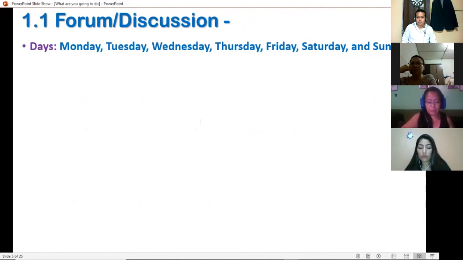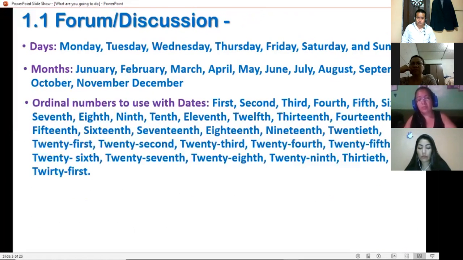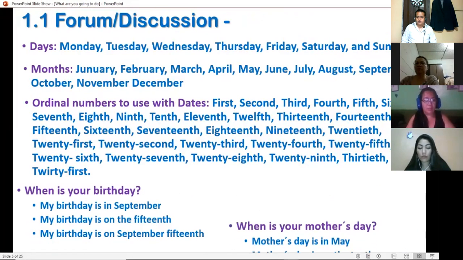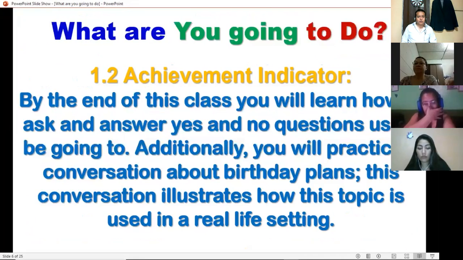Okay, this is what we were doing yesterday. Look, days of the week, months of the year, ordinal numbers for the date, and two examples. So let's go for 1.2 achievement indicator. By the end of this class, you will learn how to ask and answer yes or no questions using be going to. Additionally, you will practice a conversation about birthday plans. This conversation illustrates how this topic is used in real life setting.